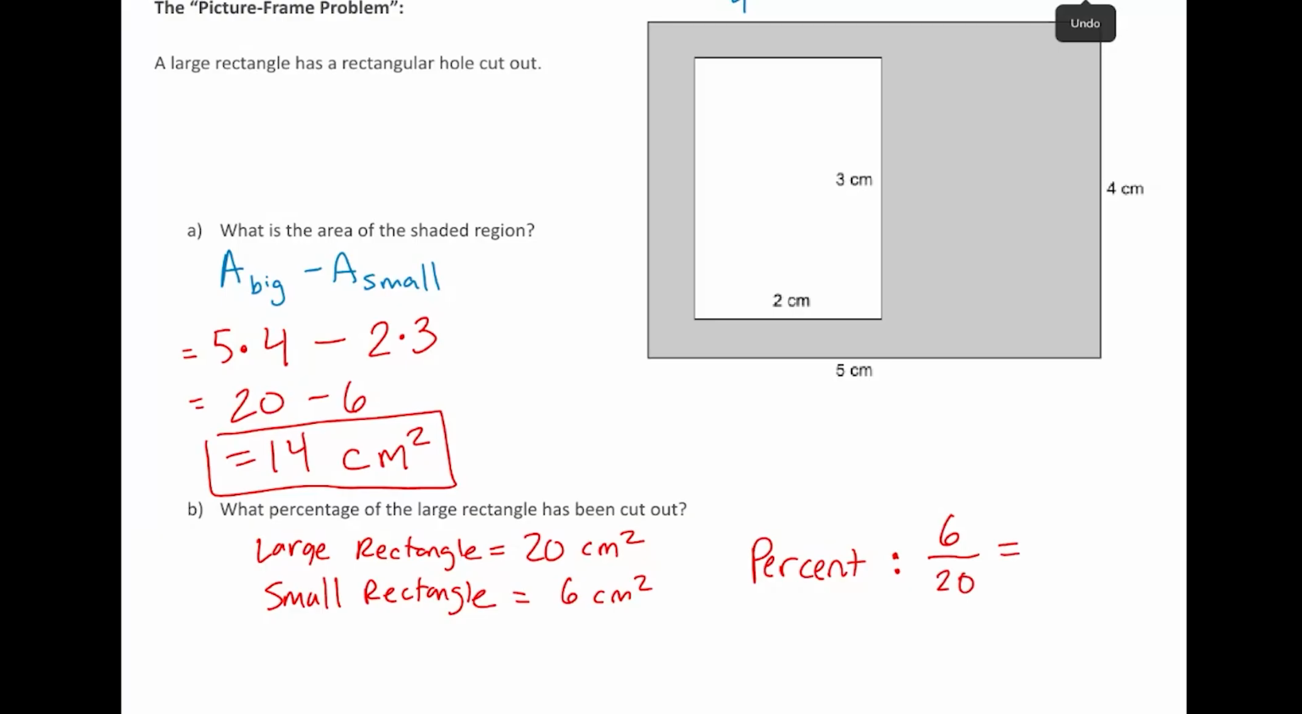So this is something that you can throw into the calculator. Actually, this one would be 3/10, so that would just be 0.3. We want to write it as a percent, though. So if we have 3/10, that's the same thing as 30%.